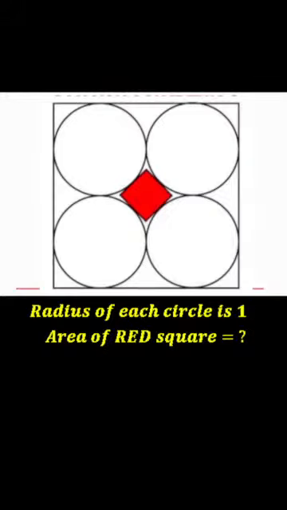It is mentioned that the radius of every circle is 1 unit each, and you need to calculate the area of the red square. There is a square. You need to calculate its area. I'll give you 2 to 3 minutes for this one, and I'm expecting your answers with your correct explanation. Let's see how many of you are going to give it.